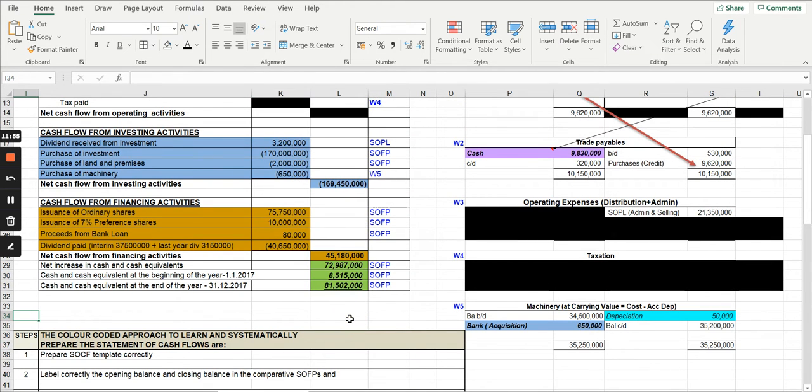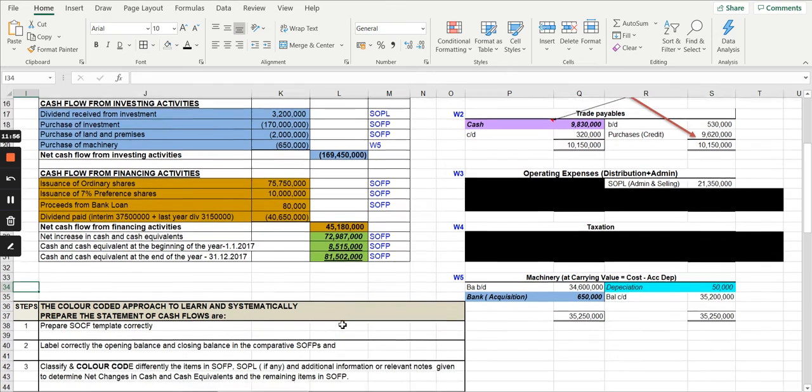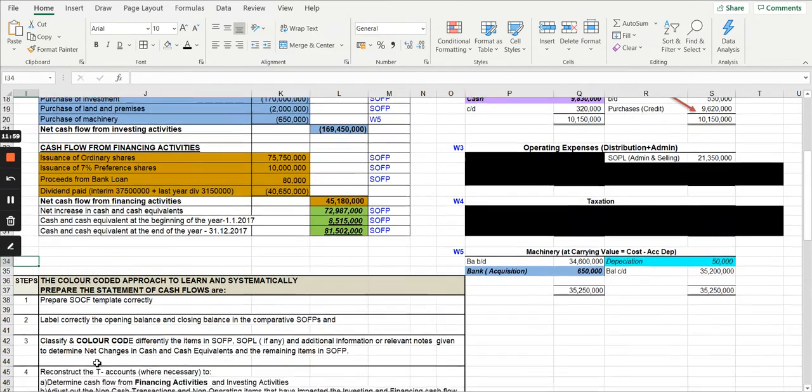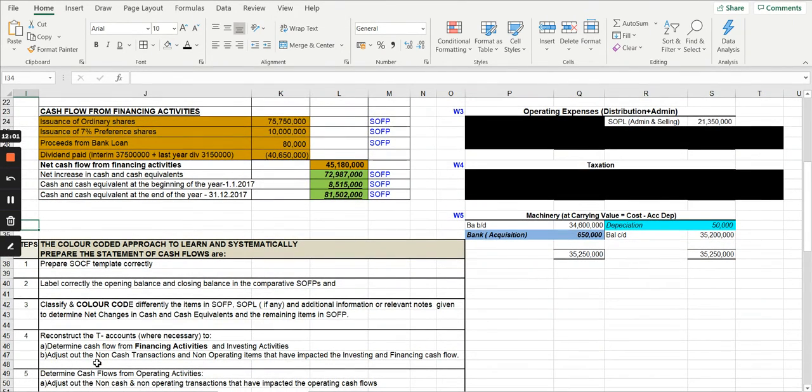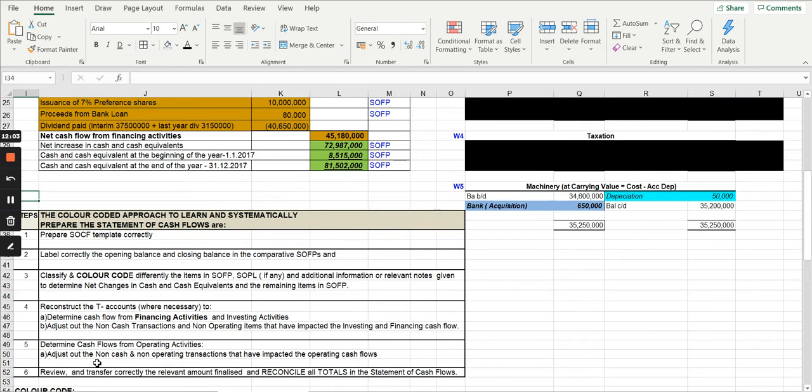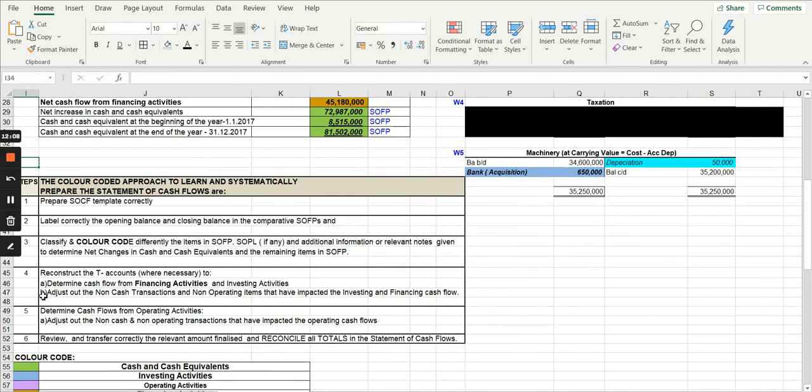What are the adjustments? When you incur your operating expenses, either selling or admin, it may have also included non-cash expense, right? So we need to go and adjust out that non-cash expense or non-cash transaction when we do our operating activities. Look at step number 5 here. Yeah. Step number 5, adjust out the non-cash and non-operating transaction that have impacted the operating cash flow.